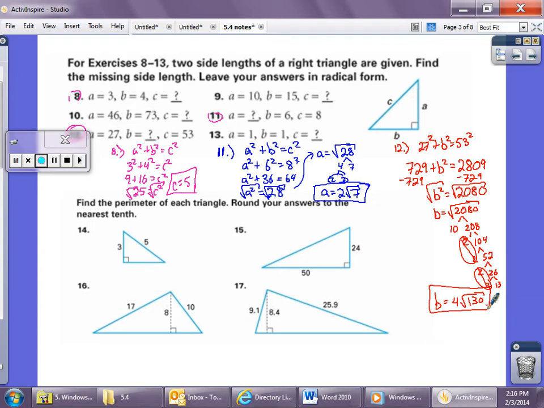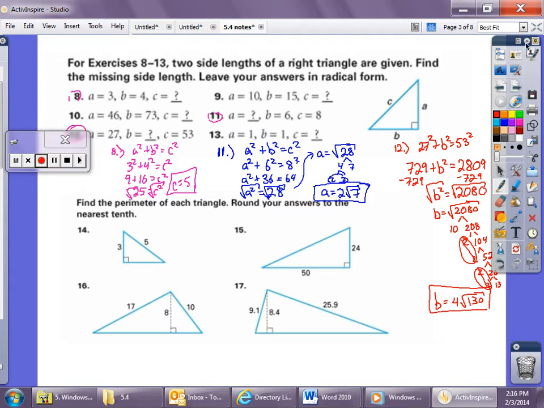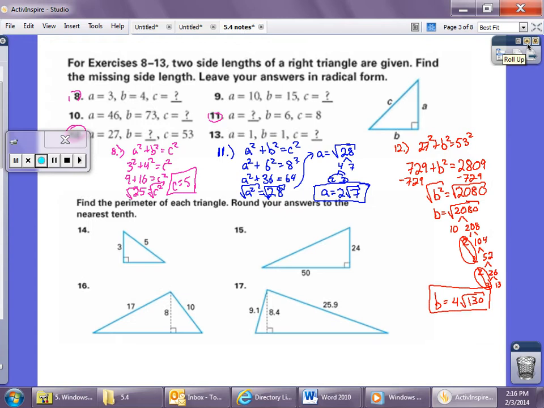If we look at the next thing, find the perimeter. We'll do this first one, 14, to find the perimeter. We know it's around the outside. Well, we have a 3, we have a 5, we have to find this missing side. This is my A, this is C, and this is B. So a squared plus b squared equals c squared. 3 squared plus b squared equals 5 squared. So 9 plus b squared equals 25. B squared equals 16. You take the square root of 16. B is equal to 4.